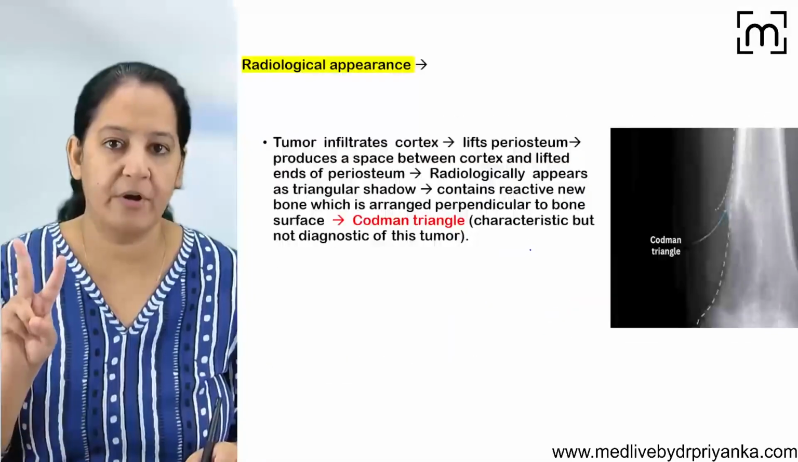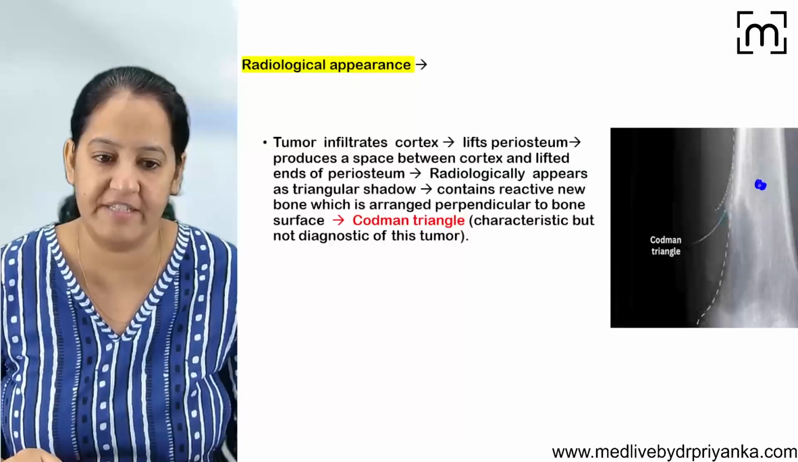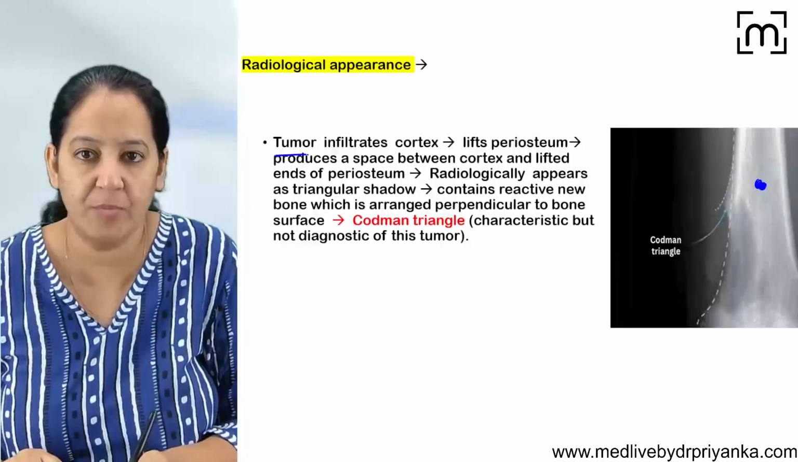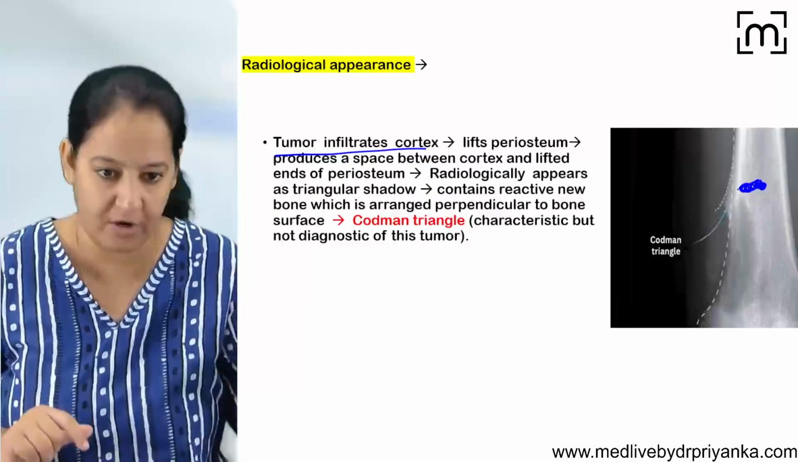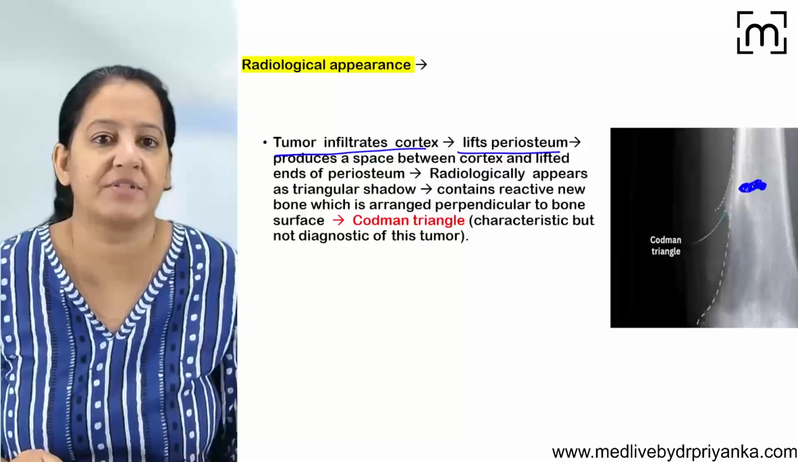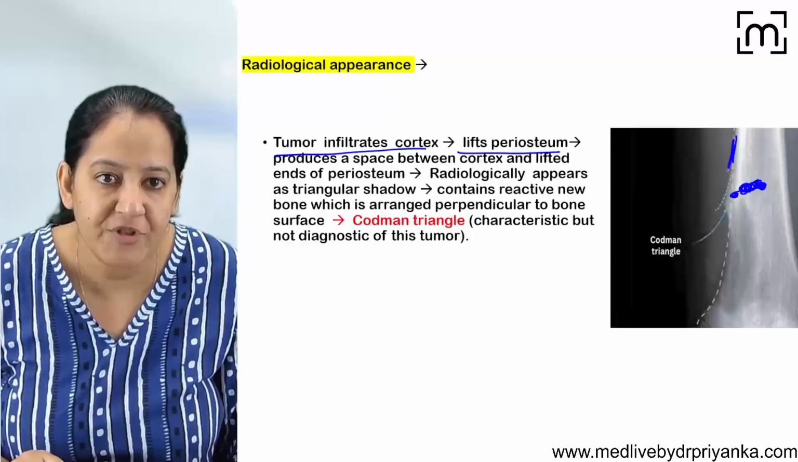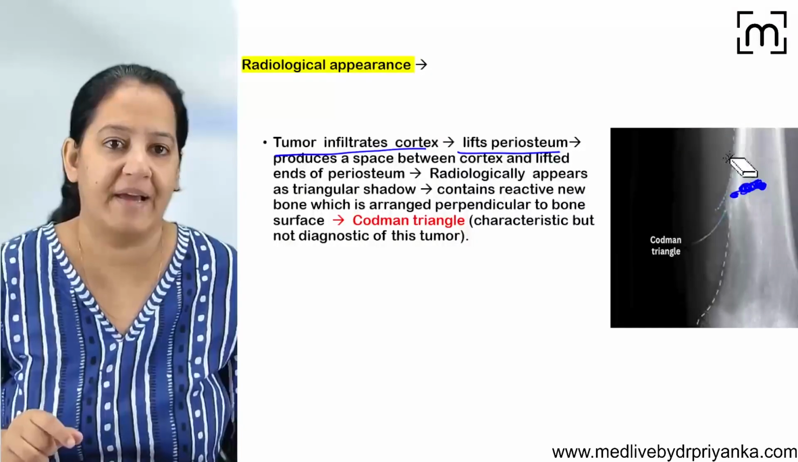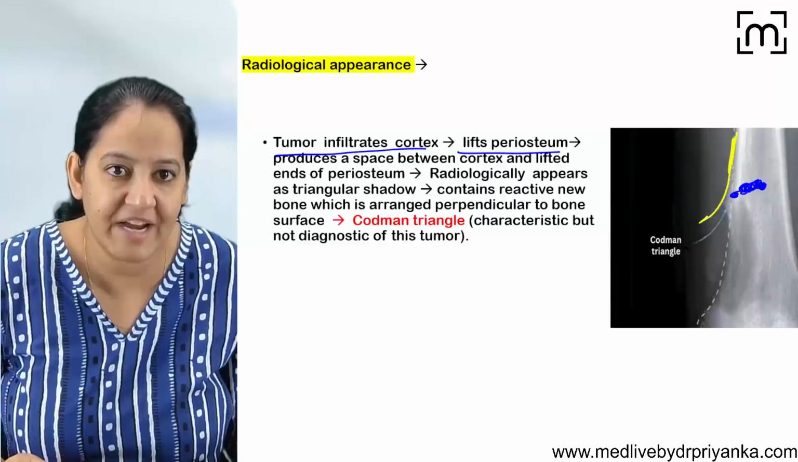The second important radiological finding is that when the tumor is starting from here, the medullary cavity, after that, the tumor infiltrates the cortex. It is growing. It is infiltrating the cortex. After the medullary cavity, it is coming into the cortex also. It lifts the periosteum. Can you see? It is lifting. Can you see this is the periosteum? Appreciate the periosteum, and the periosteum is lifted here. Let me highlight. So you can see this is the periosteum here, and it is lifted by the tumor.